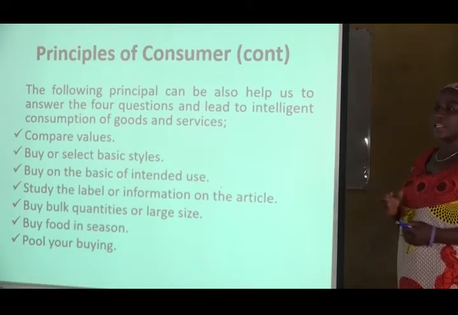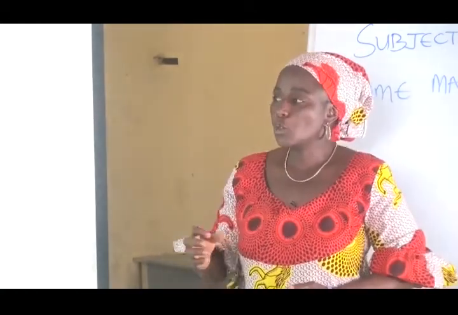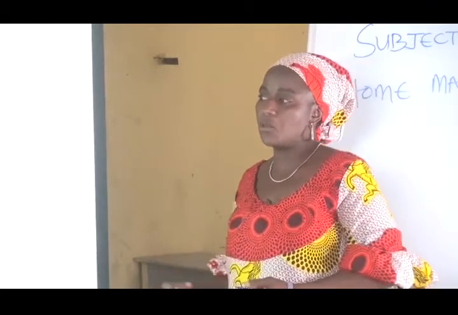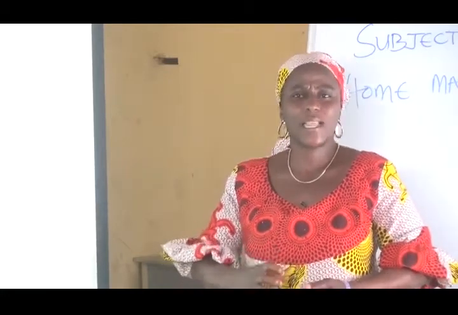Compare value also helps you buy at a lower price. For instance, if shop A's products are very expensive, go to another shop, maybe shop B, where the price is less than the other shop. So you go where the prices are cheaper and you buy your product. Buy or select basic styles means you can buy styles that are in vogue, the new latest style in town.